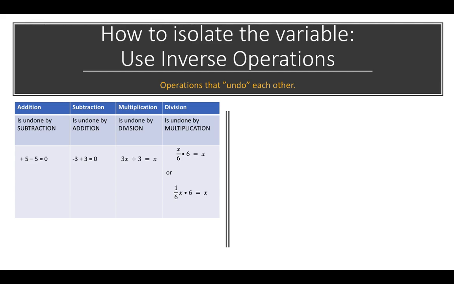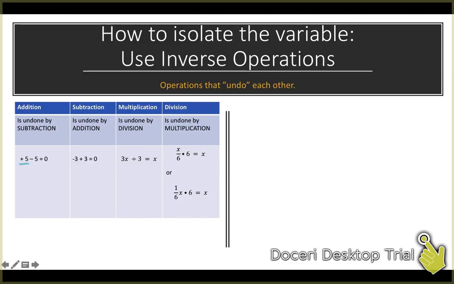We have to use inverse operations. Inverse operations is how we get the variable by itself because inverse operations help us undo each other. So, adding is undone by subtraction. If you have a plus 5 and you subtract 5, you get to 0. Same thing with subtraction. It's undone by addition. We have subtraction, we're going to undo it with adding 3 to get to 0.